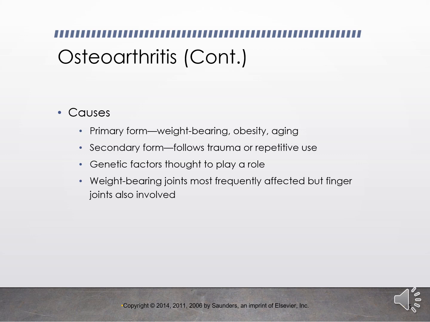The primary form is caused by weight-bearing activities, obesity, and aging. And normally we promote weight-bearing activities, but I'm talking about excessive weight-bearing activities. The secondary form follows a trauma or repetitive use. Genetic factors are thought to play a role in this. The weight-bearing joints are the most frequently affected joints, but finger joints could also be involved.